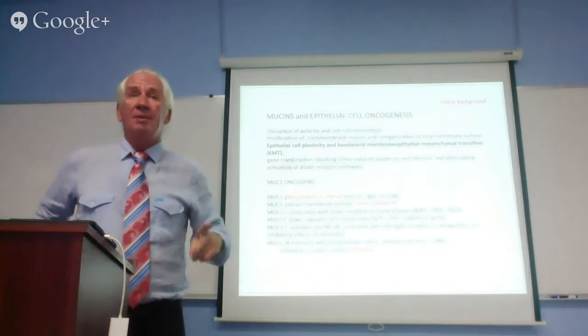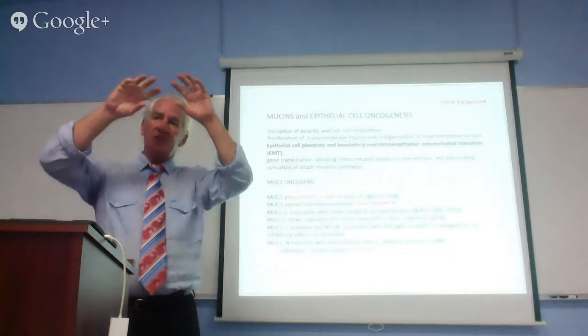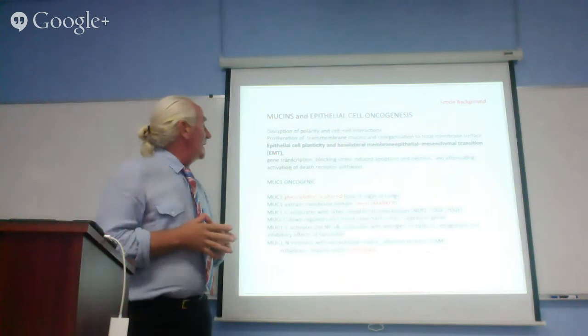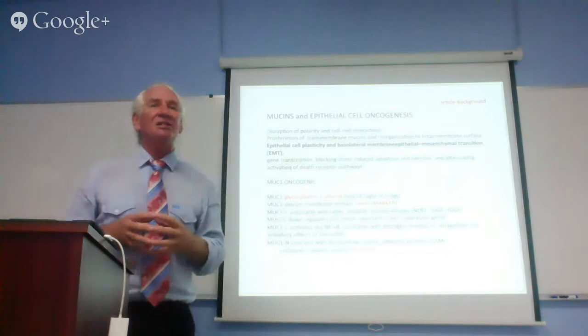More of them, and loss of polarity: tight junctions go away, the adherens junctions go away. All of a sudden, the mucins become distributed around the entire cell membrane. That allows the cell membrane plasticity, and it allows this event called the EMT, the epithelial-mesenchymal transition. I'm going to break through the basal membrane and start to go to the tissue below me.